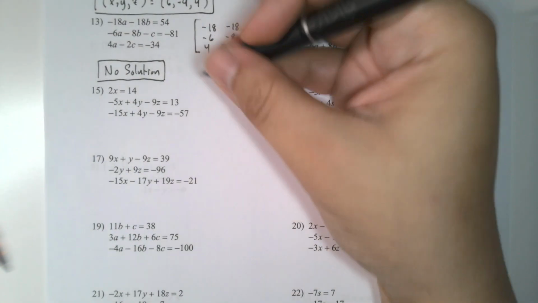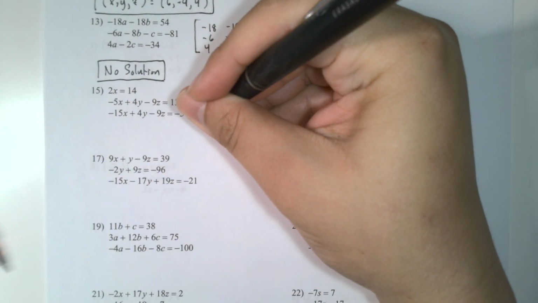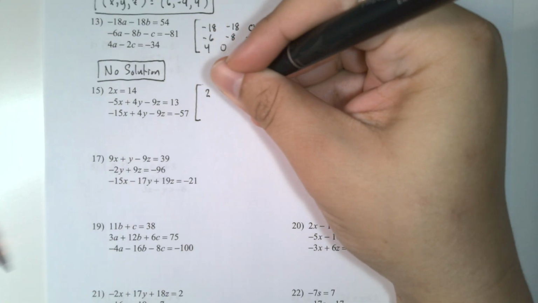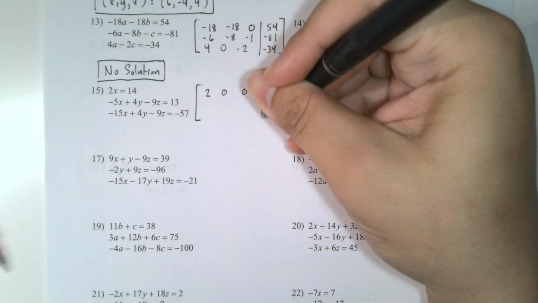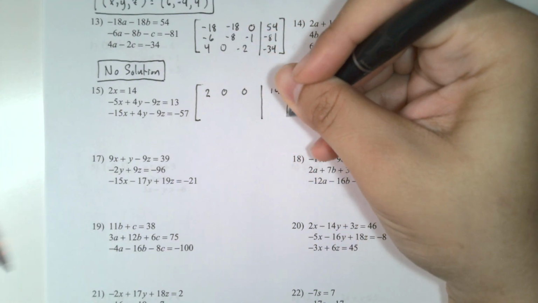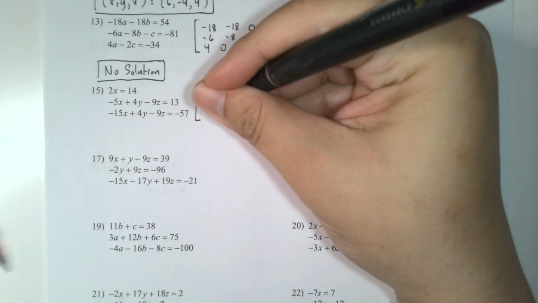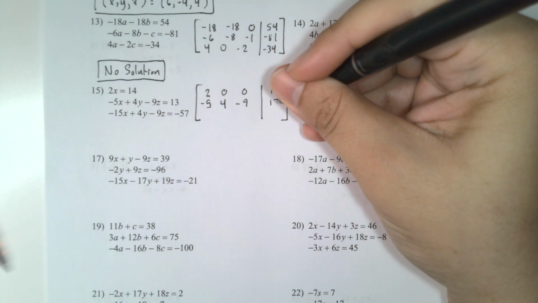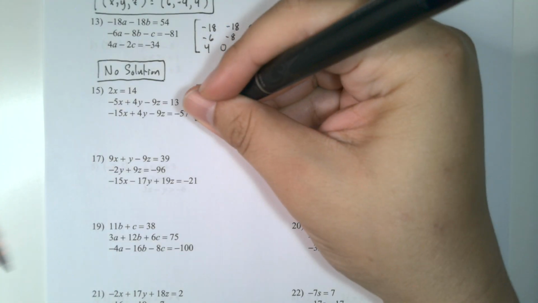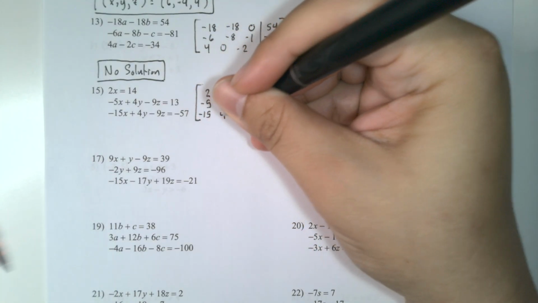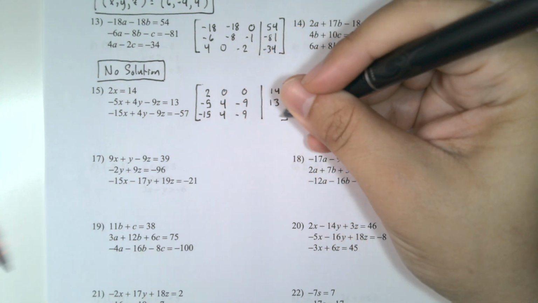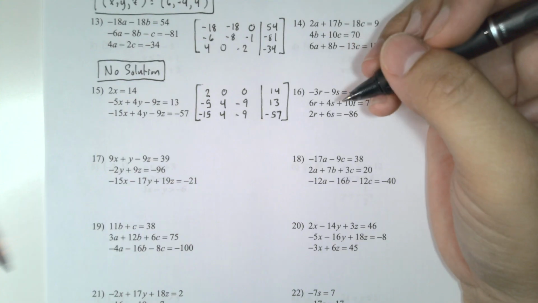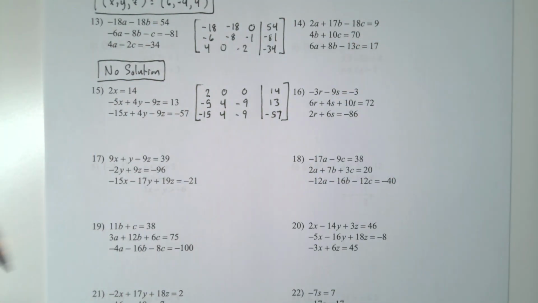All right, let's look at number 15. If we convert this into a matrix, we have 2 x's, no y's, no z's, but then this is equal to 14. For the second equation, we have negative 5 x's, 4 y's, negative 9 z's is equal to 13. And then we have negative 15 x's, 4 y's, minus 9 z's equal to negative 57. Okay, so that's fine. Let's go through with our calculator steps.